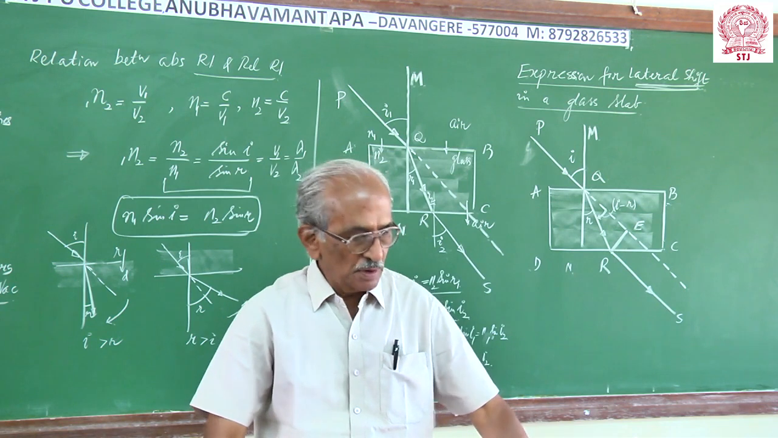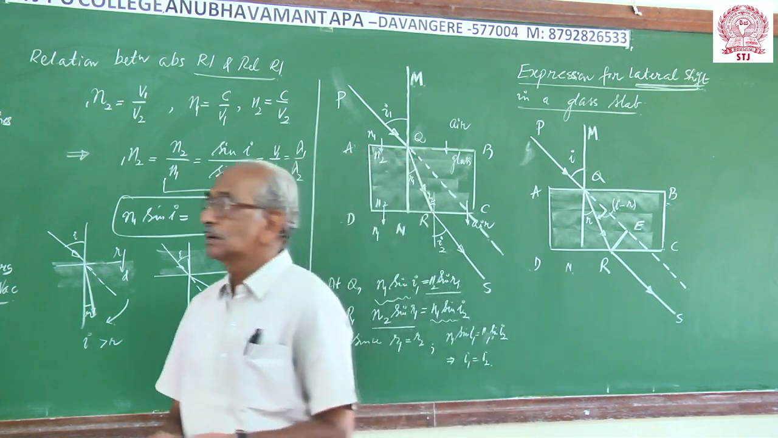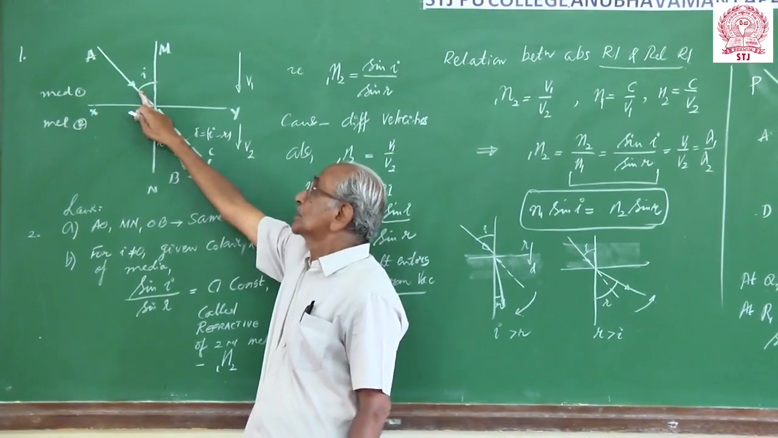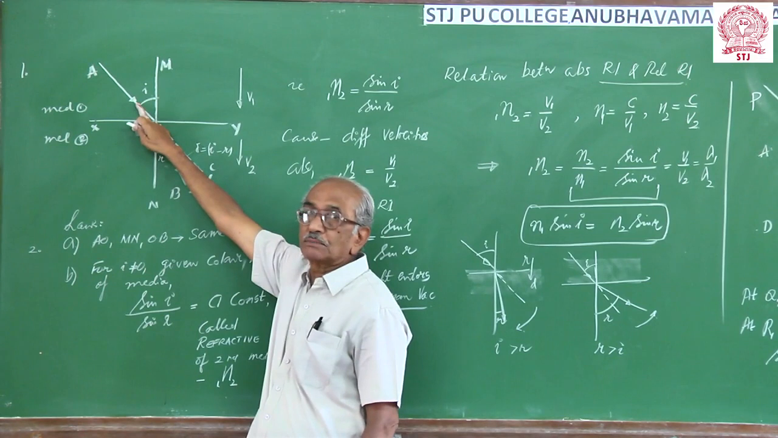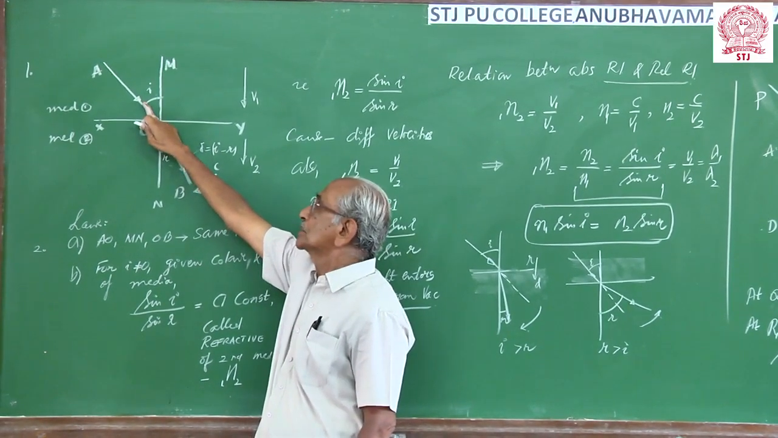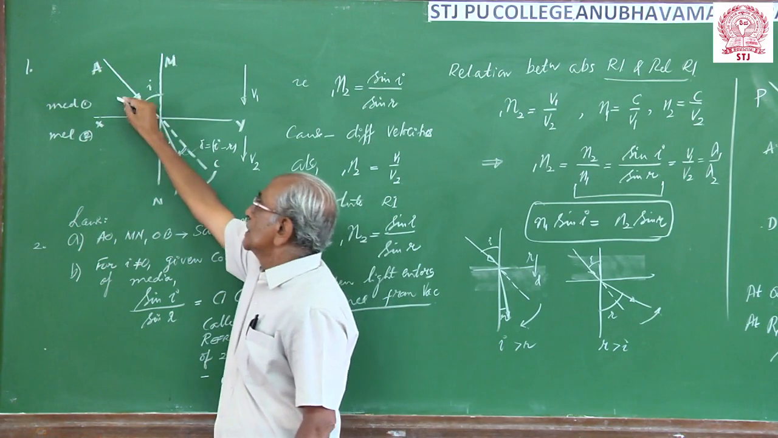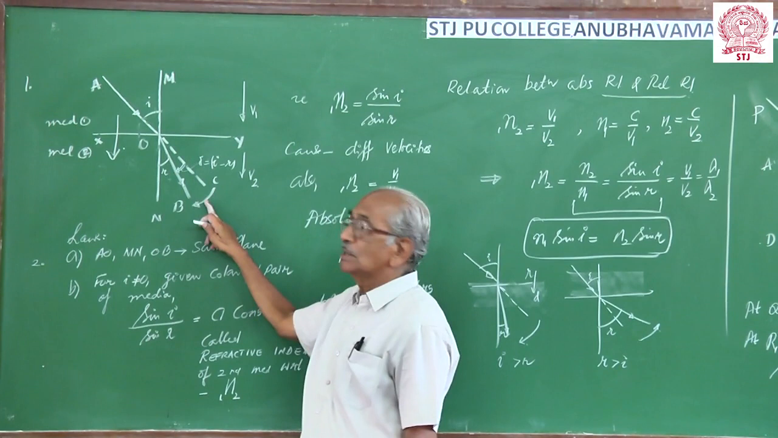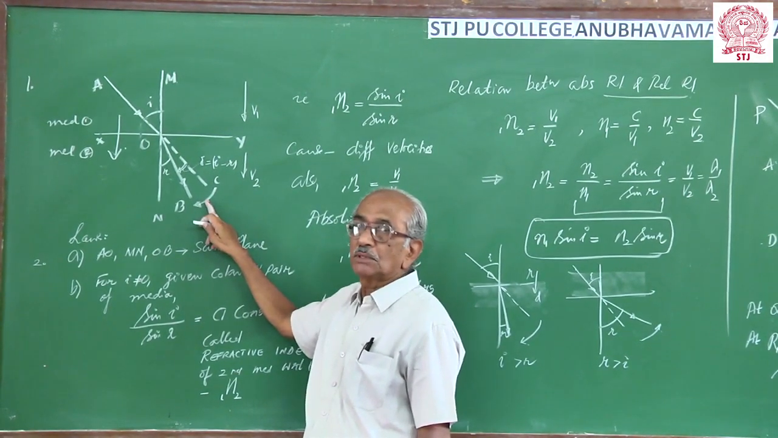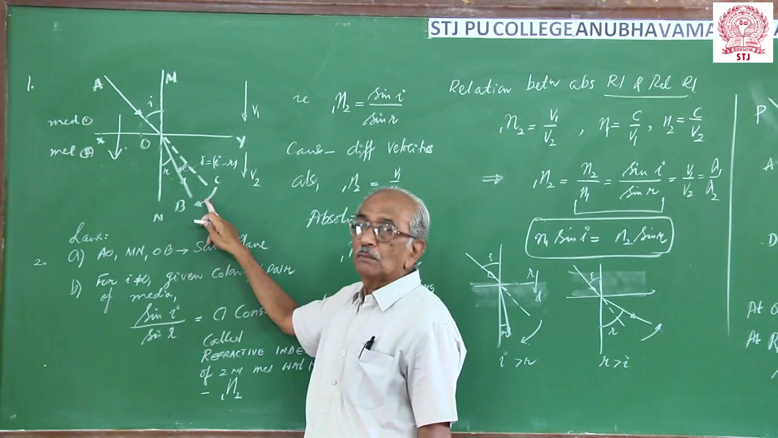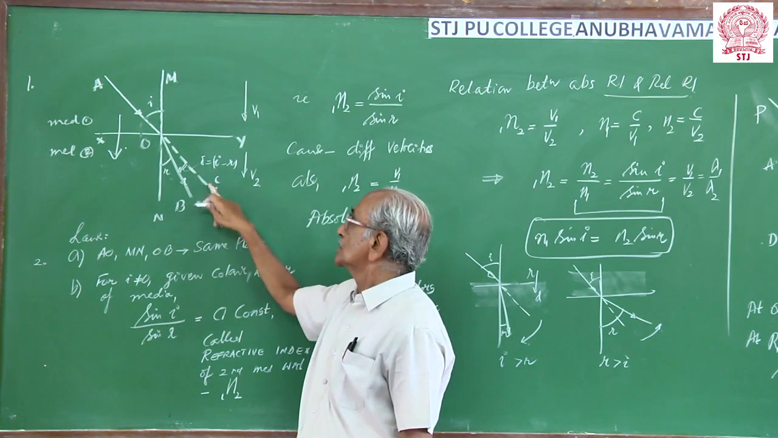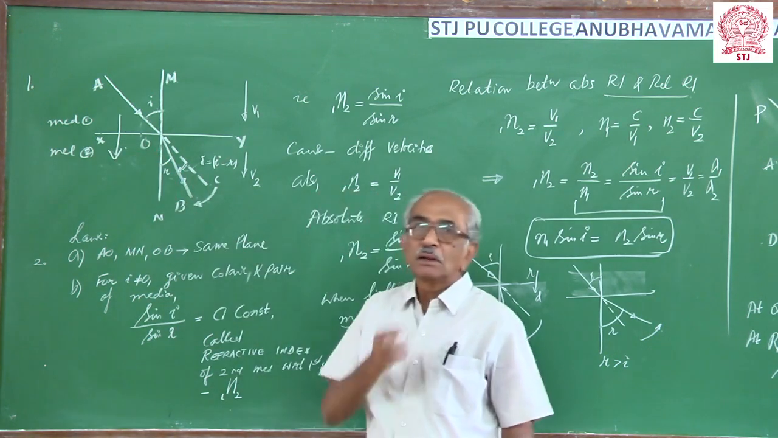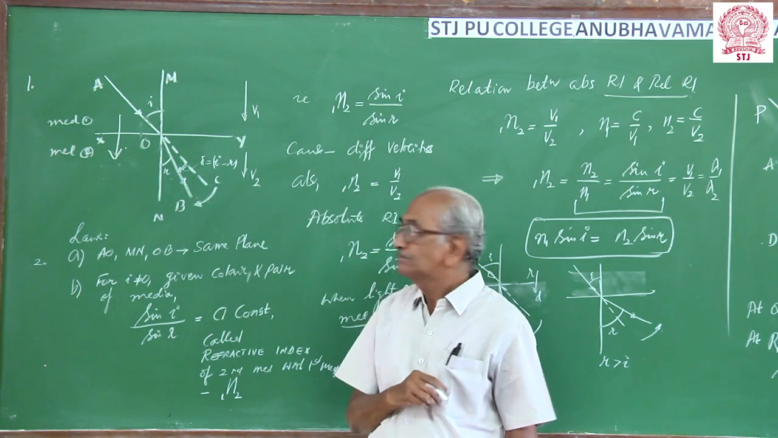Good morning, students. Yesterday, we have seen that a ray of light in an isotropic optical medium travels in the same direction. That is rectilinear propagation of light. When it changes the medium of propagation, generally it is found to change the direction of propagation. This property of light, by virtue of which it changes the direction of propagation whenever it changes the medium, is called refraction of light.